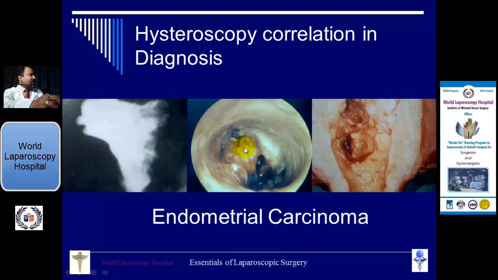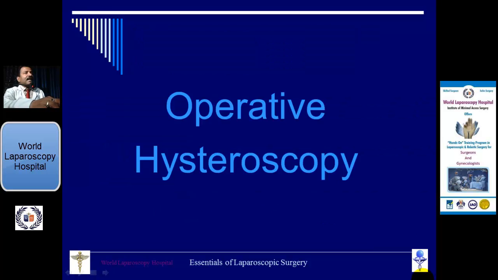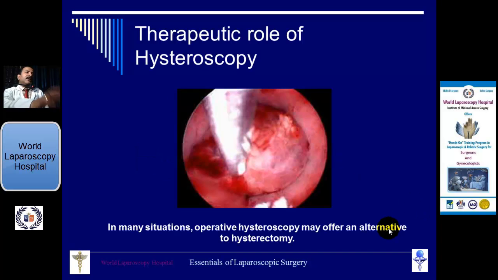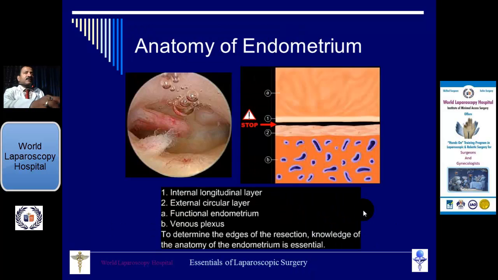Here is a cauliflower-like growth, and this is the hysterectomy done, and this is the resected uterus to see the same pathology. So many a time we have to correlate one investigation to another. Operative hysteroscopy is now emerging as one of the important tools, and in many situations it can replace the need for hysterectomy. If you are good in hysteroscopy, many times, like for DUB, for myoma, for different types of other problems, you can take care and there may not be a need for hysterectomy.